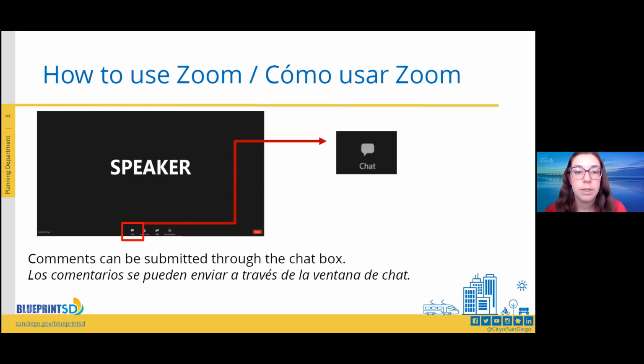So to keep it simple today, we're going to ask everyone to use the chat function, which you see here. If you want to share a comment during the presentation, please use the chat function to share your comment, and we'll be downloading those to capture those comments at the end of today's meeting. Next slide.